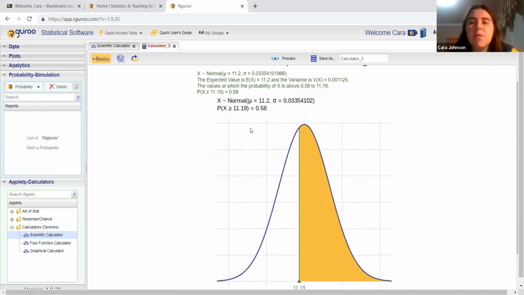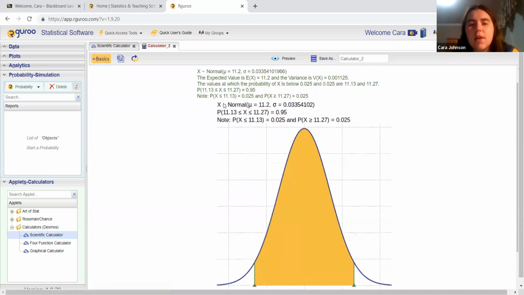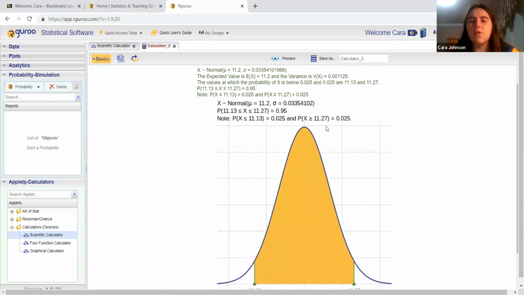And the last one asks for the middle 95% of the sample means. If I have 95% in the middle, I have 2.5% on each of the edges, the remaining 5% divided in half. So I'm going to put between tails, and I'm going to put 0.025 for both of them. Then I'm going to hit the eyeball, and I get between 11.13 and 11.27.